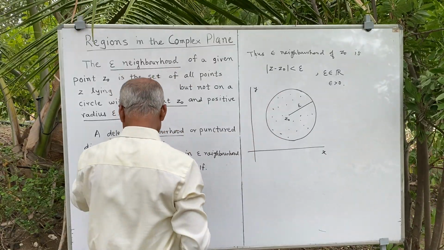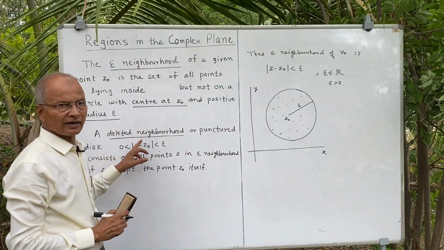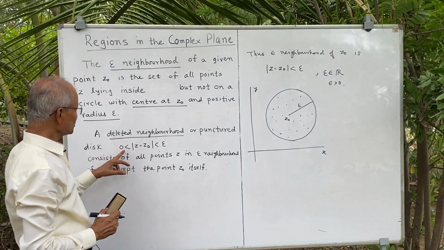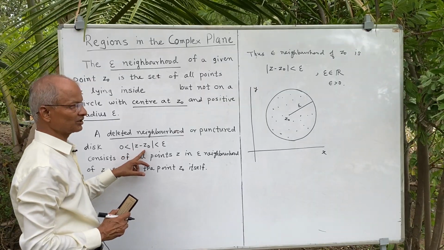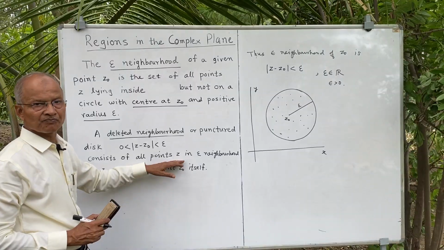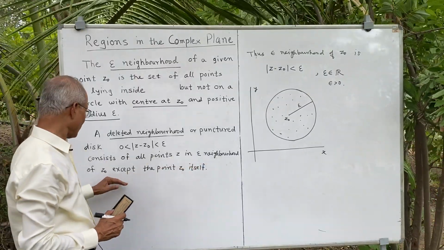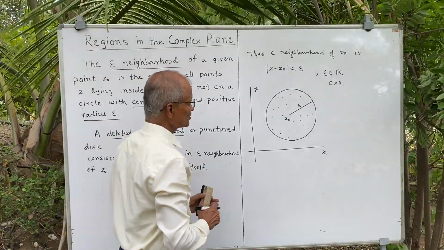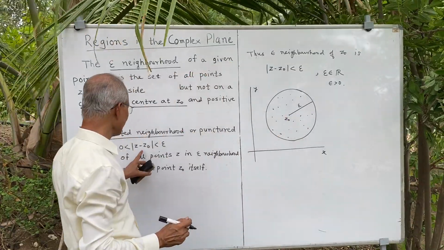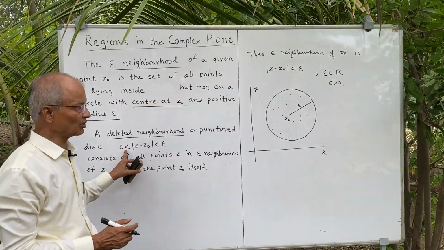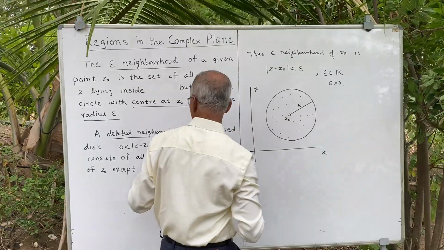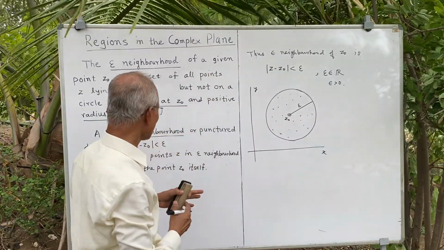And what about deleted neighbourhood? Deleted neighbourhood, which is known as punctured disk, is 0 strictly less than mod z minus z naught less than epsilon. This consists of all points z in epsilon neighbourhood of z naught except the point z naught. So, this point z cannot take the value z naught. Mod z minus z naught is strictly greater than 0, and that means this z naught point is deleted, and in that case it is known as deleted neighbourhood of z naught.